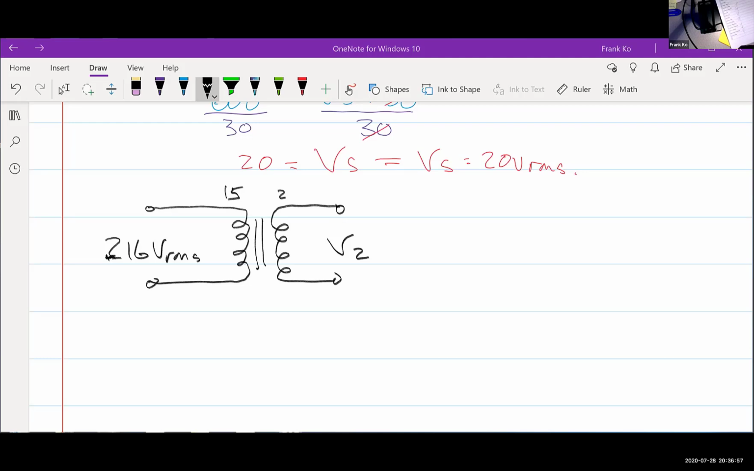So go ahead and set up the structure of your solution. Since no current is mentioned here, we can go ahead and use the first two ratios. V1 over V2 equals N1 over N2. Fill this in with the numbers. So let's see, Dana, could you help me fill in the numbers? What's my V1?